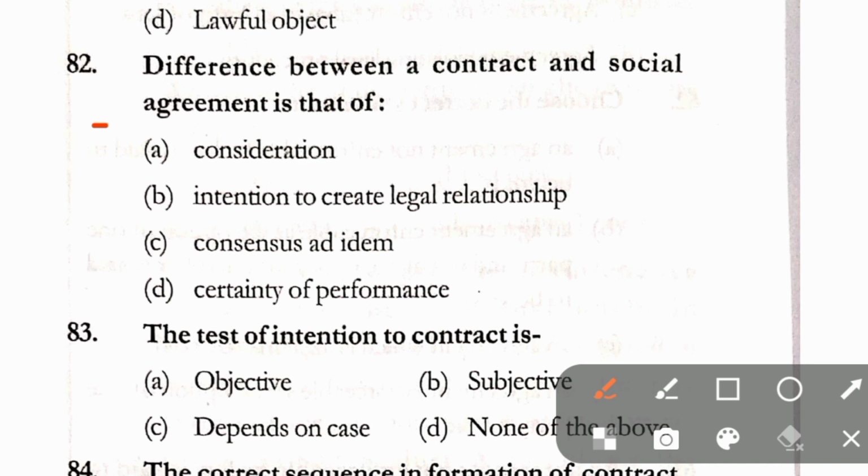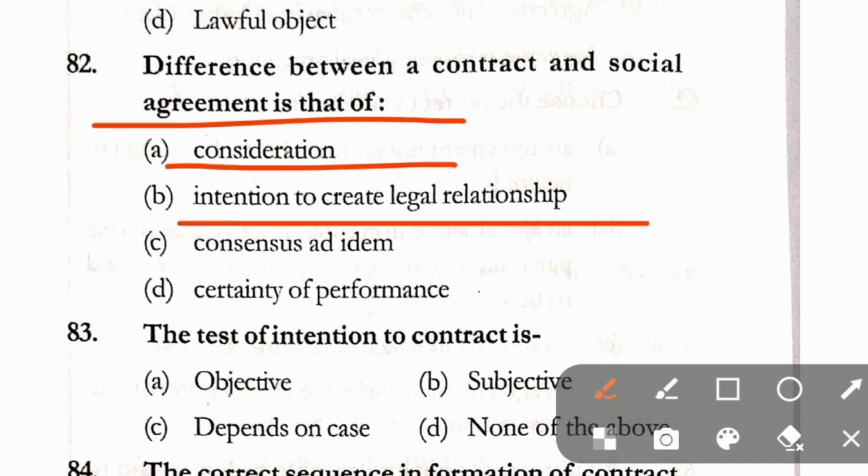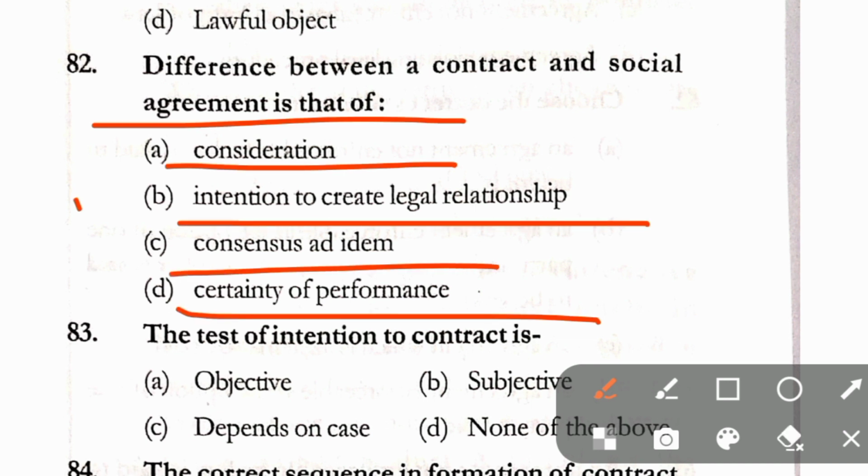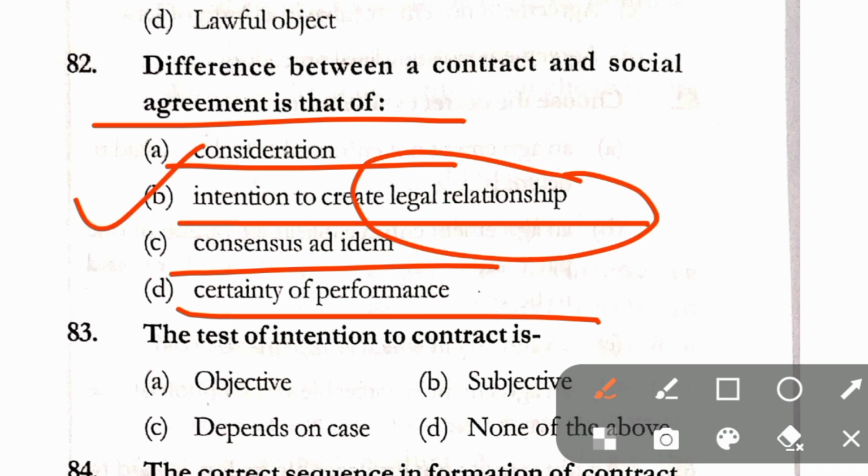Difference between a contract and social agreement is that of consideration, intention to create legal relationship, consensus, addendum, certainty of performance. Correct answer here is option B, that is intention to create legal relationship is the main difference between the contract and the social agreement.